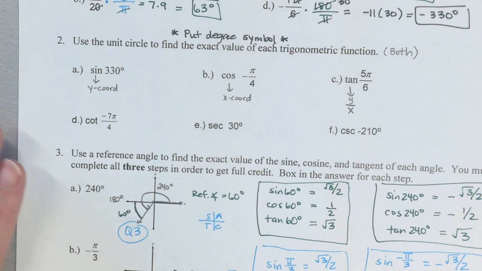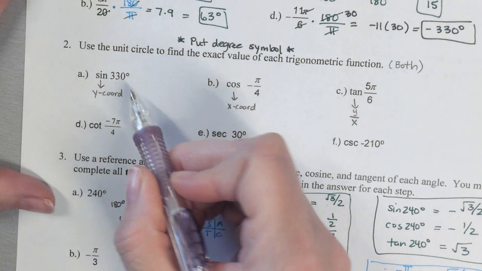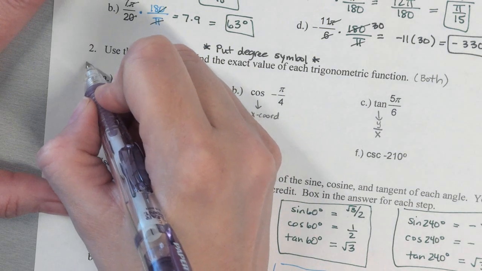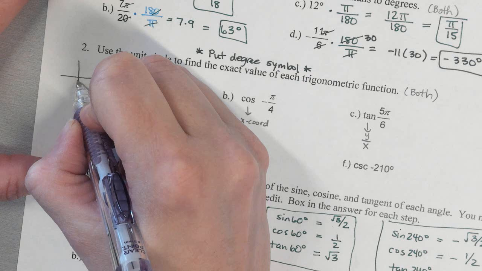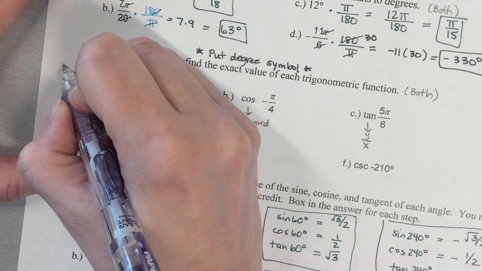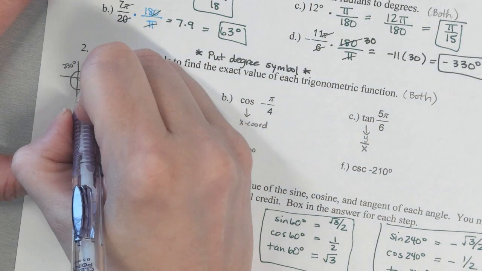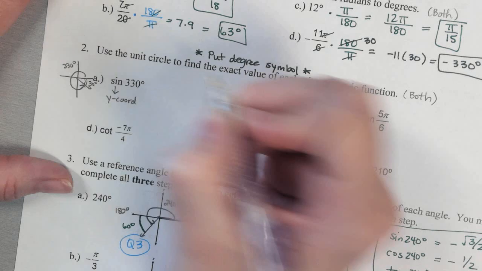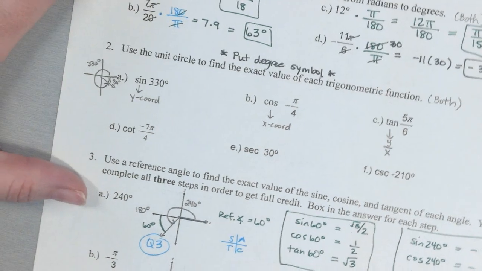Okay? So I'm going to show you how to do these without your unit circle in front of you. Keep in mind that you will have your quadrant 1. Okay, so at 330 degrees, we are in what quadrant? Quadrant 4. So if we're at 330 degrees, what is the reference angle? Yeah. So the reference angle is 30 degrees.